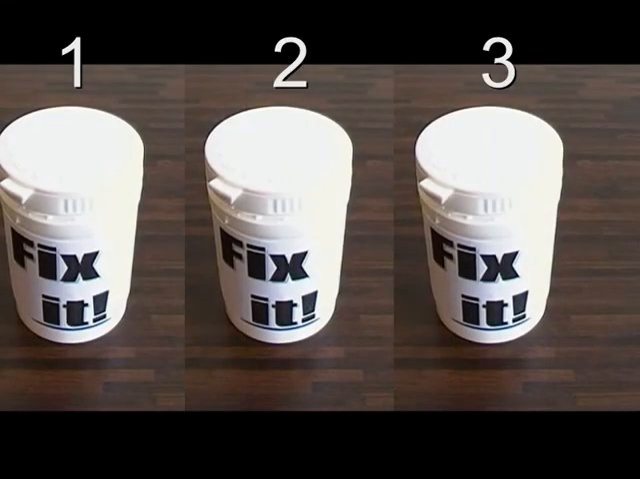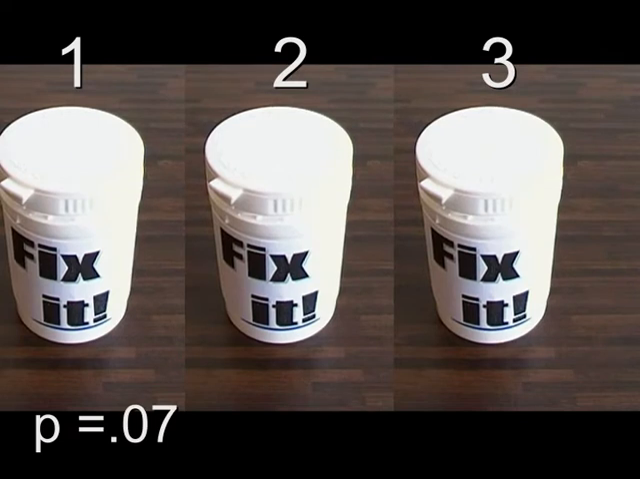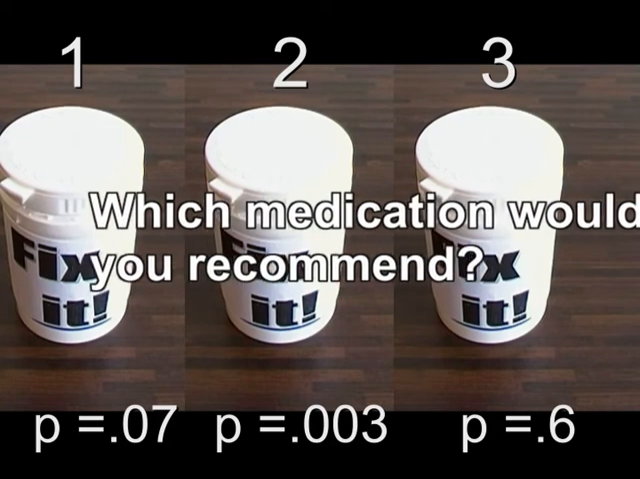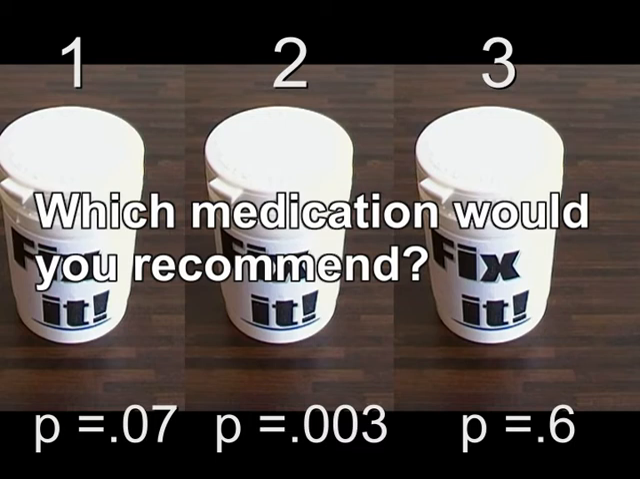Imagine that you came across the following 3 options for medication. The first is effective at a probability value of 0.07, the second is effective at a probability value of 0.003, and the third is effective at a probability value of 0.6. Now the question is, out of these 3 options, which is the medication that you'd be more likely to recommend? Pause for a moment if you want time to think.